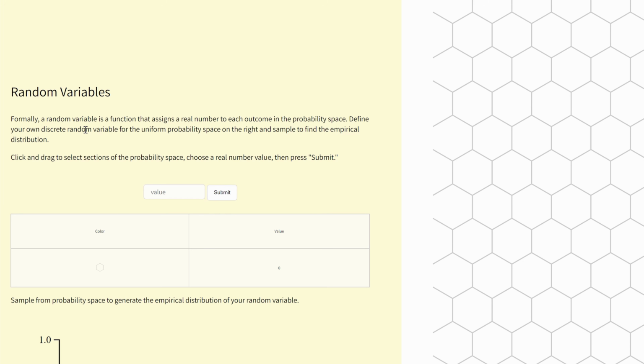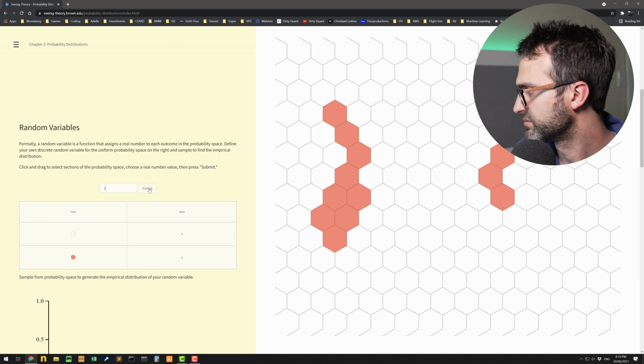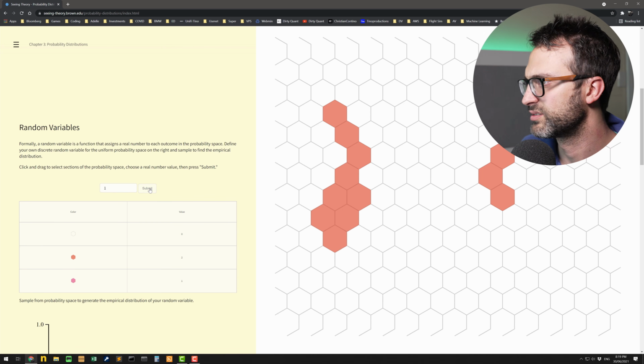Random variables. All right, so what do we do here? Formally, a random variable is a function that assigns a real number to each outcome in the probability space. Define your own discrete random variable for the uniform probability space on the right, and sample to find the empirical distribution. Value, I'm not really sure. Click and drag to select sections of probability space. Choose a real number and then press submit.